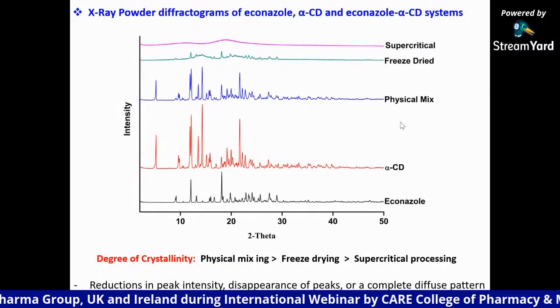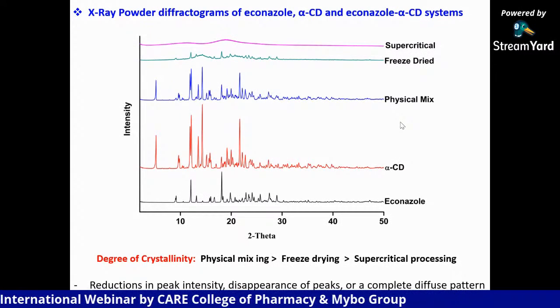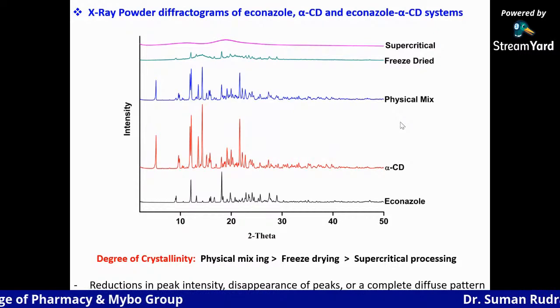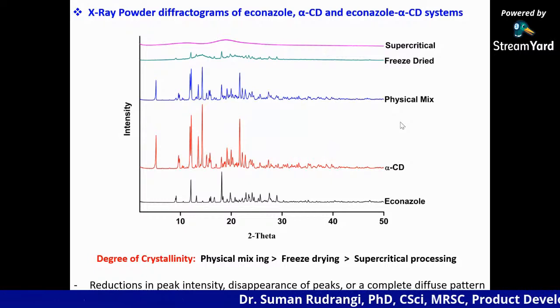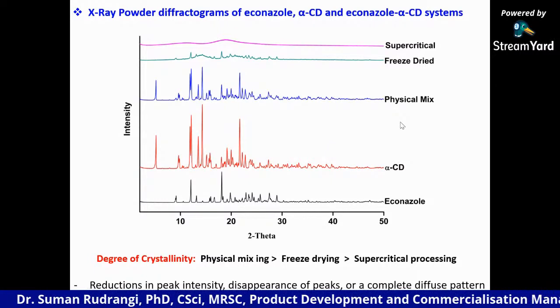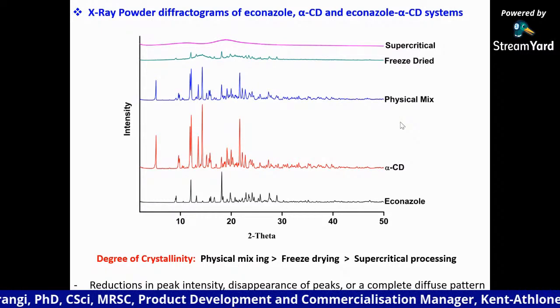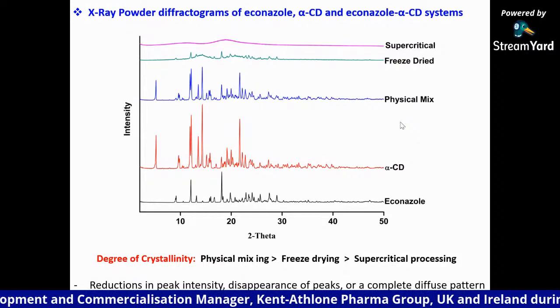This slide shows the X-ray powder diffractograms of our drug econazole and alpha cyclodextrin. From the diffractogram, we can see sharp crystalline peaks of econazole, which tell us that the drug is very much crystalline. And we have seen the scanning electron photomicrographs of econazole earlier, isn't it?